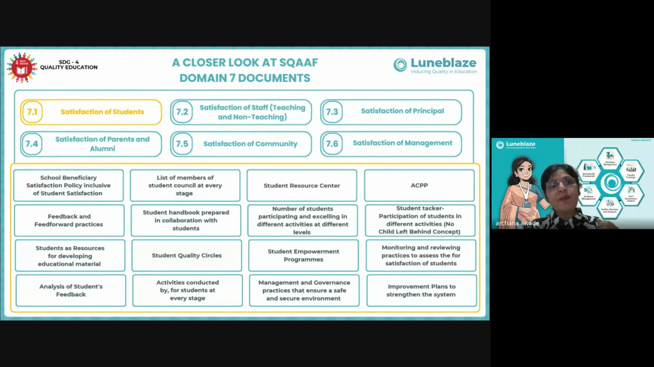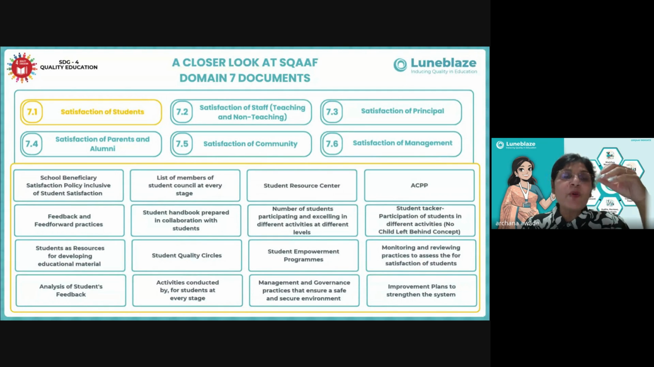Then feedback and feed forward practices, not just feedback, but also the future-focused suggestions mentioned in this document. That is also a document which the school has to maintain to look at the satisfaction level of the students. The students council, the list of members and their role in decision making. The students handbook created with students' inputs. Students Resource Center, a space for students' support. Students Quality Circles, a group of students solving school-related issues.